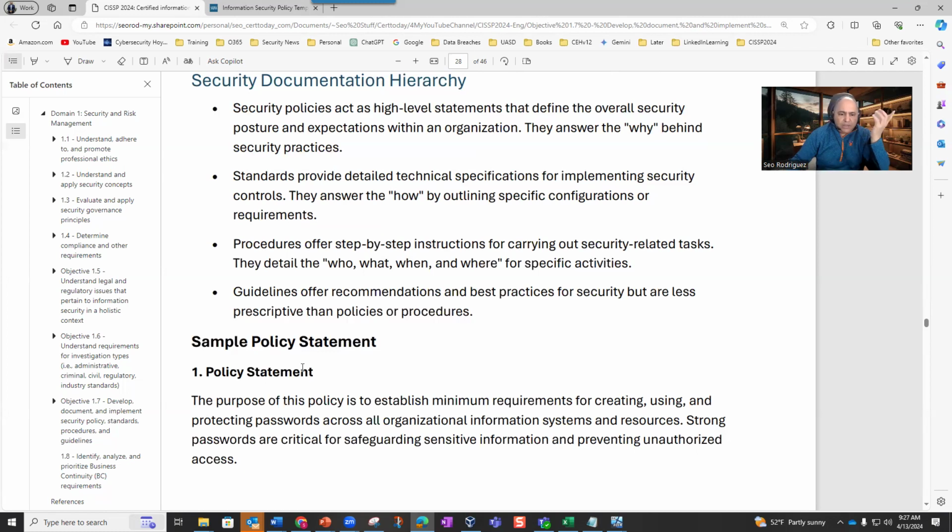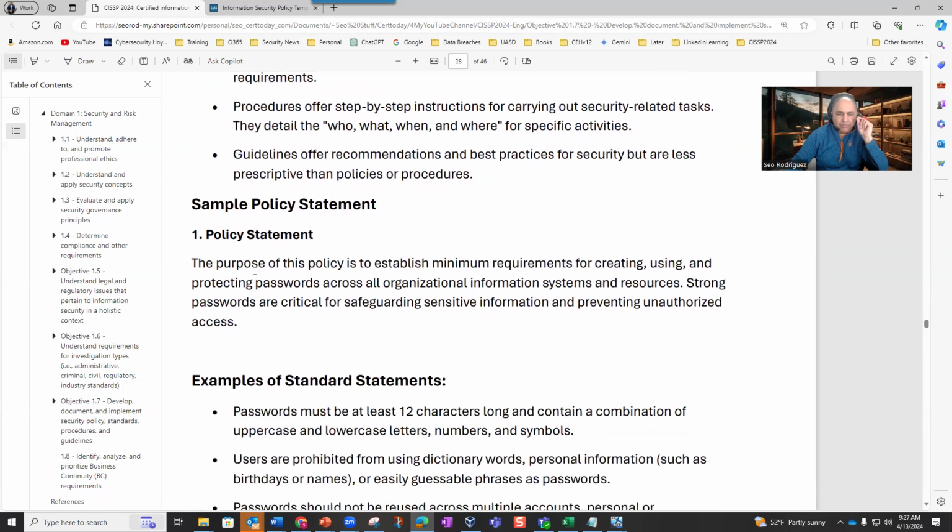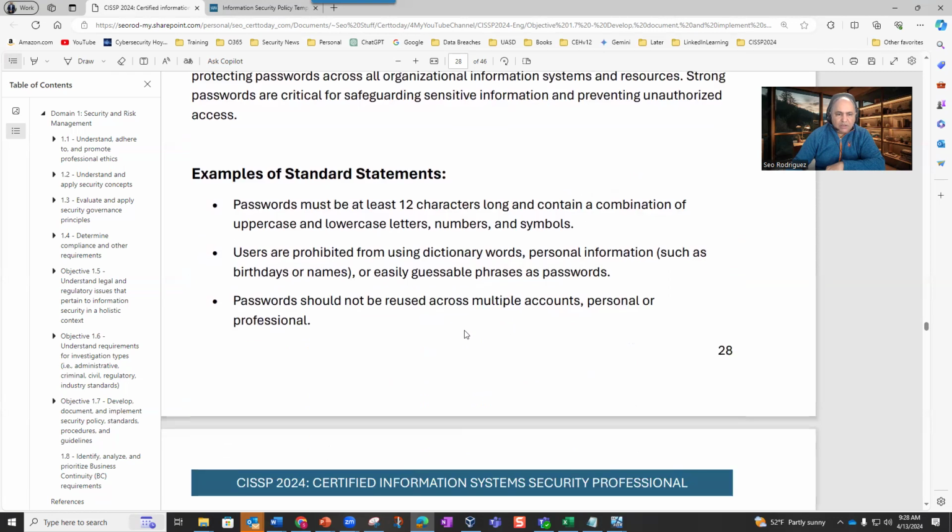An example of a policy statement could be something like this: the purpose of this policy is to establish minimum requirements for creating, using, and protecting passwords across all organizational information systems and resources. Strong passwords are critical for safeguarding sensitive information and preventing unauthorized access.